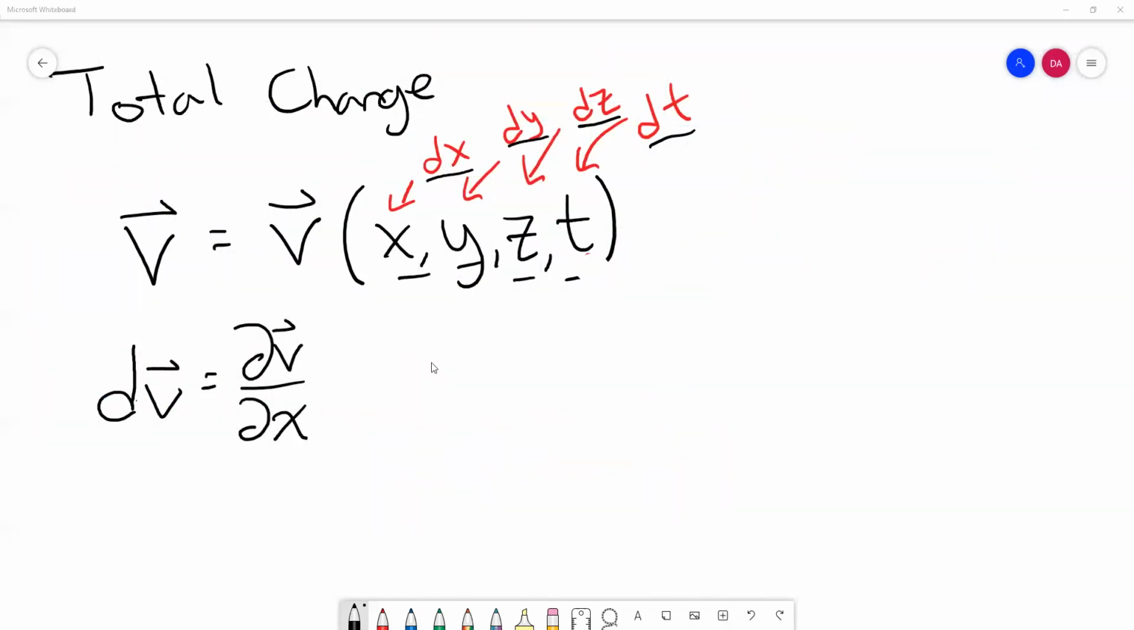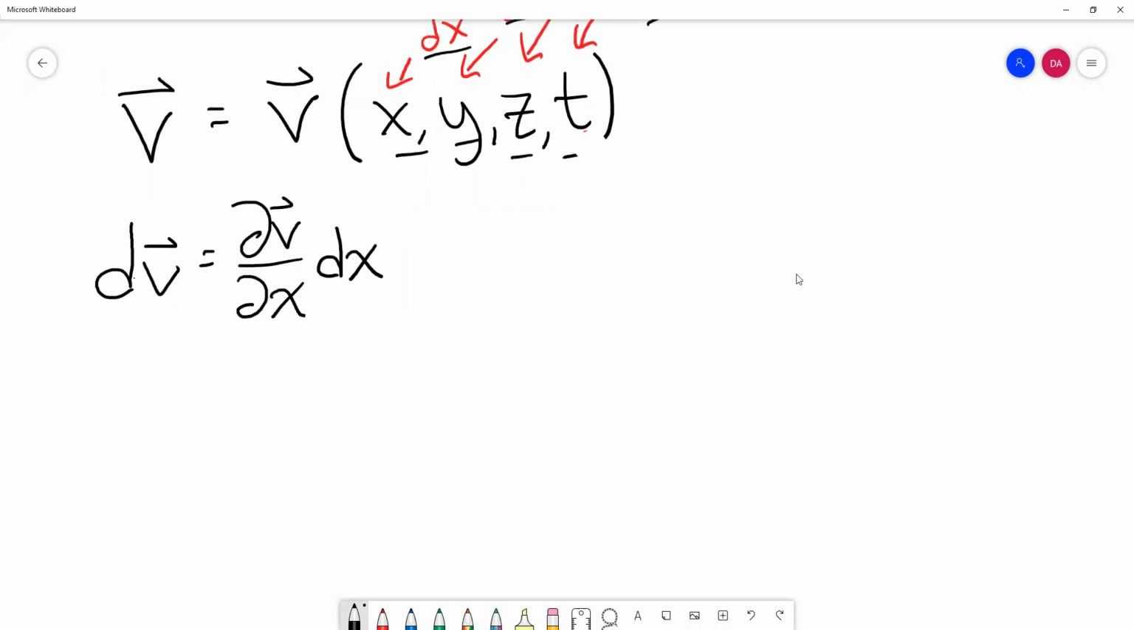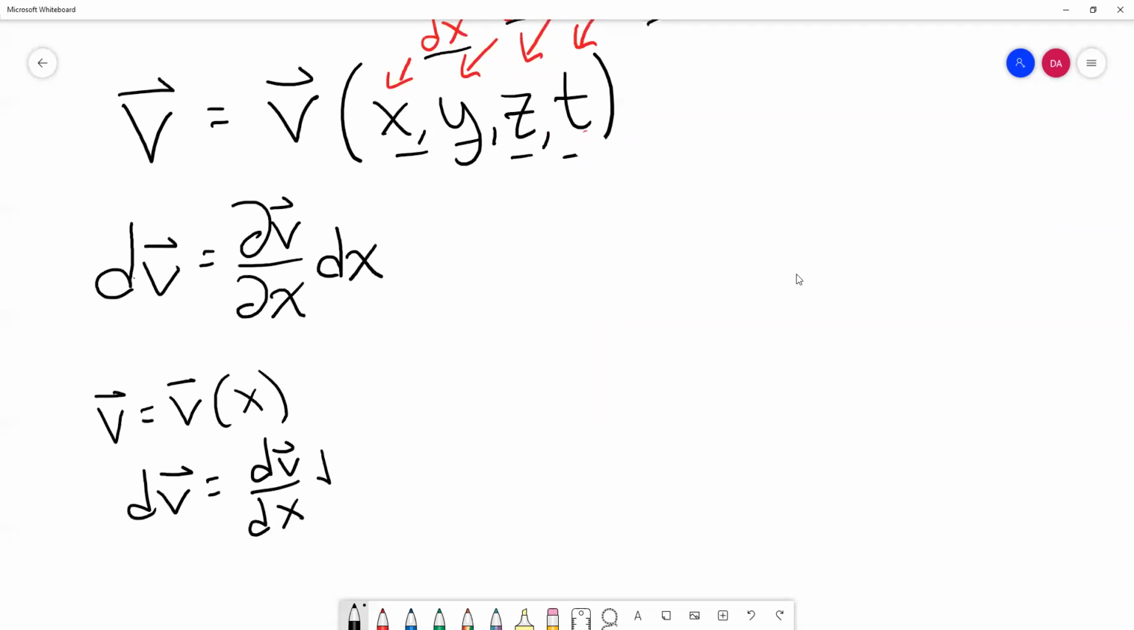So if we want to turn this rate of change into an actual change, all we have to do is multiply it by however much x changed. And we know that x can only change an infinitesimally small amount, a dx amount. So all we have to do is multiply our partial, which is our slope, times dx. Now you may not really understand this very well, so let's look at this if velocity was only a function of x. In the case of velocity being only a function of x, then a differentially small change in velocity would be equal to dv over dx times dx.